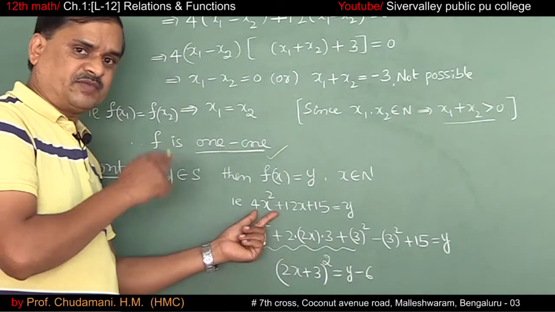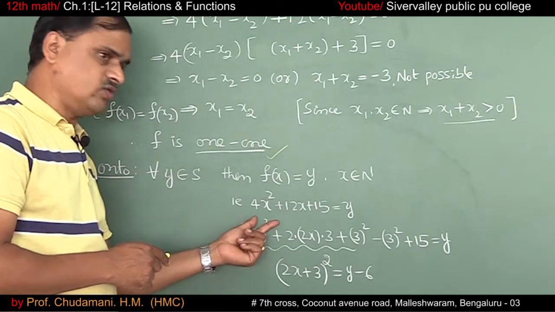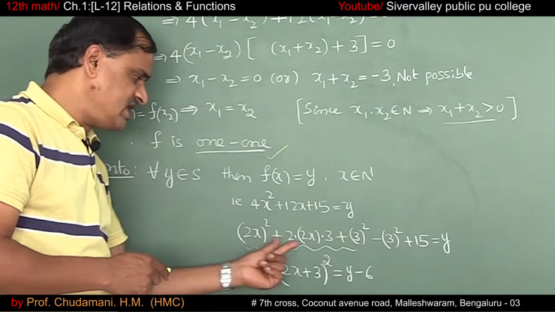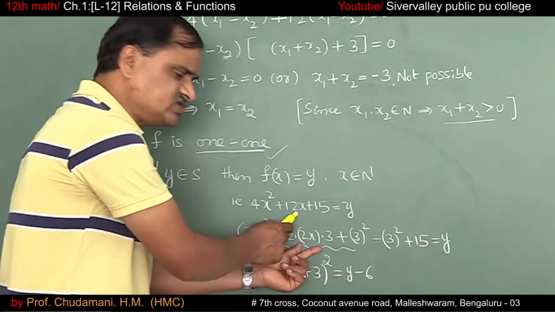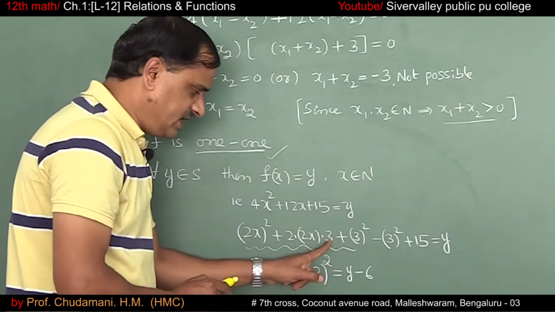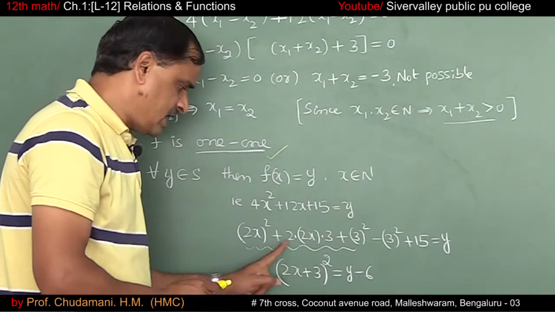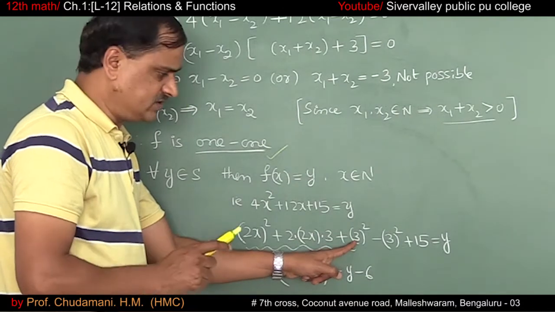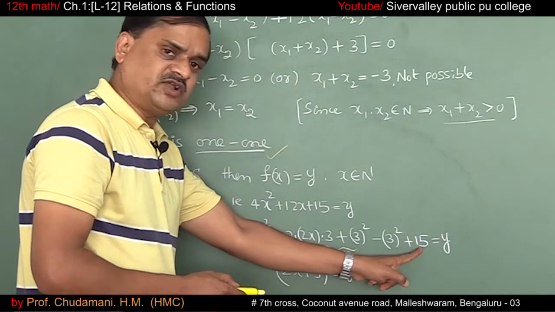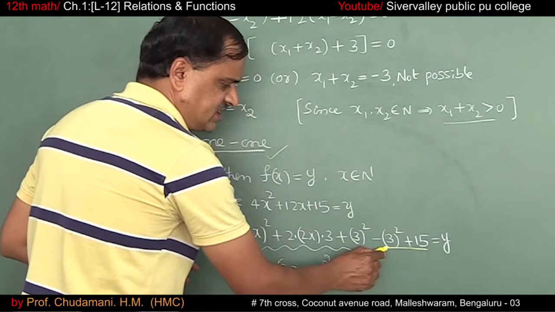So we have followed the same steps as in the previous method. 4x square can be written as 2x the whole square. 2ab term: 2 into a is 2x, so b is 3, since 2 into 2 is 4, and 4 into 3 means 12x. So I have added b square, which is 3 square. To balance it, I just subtract 3 square, plus 15 is equal to y. 15 minus 9 means 6.